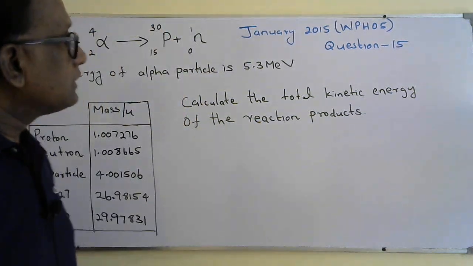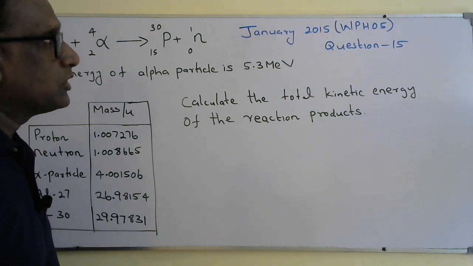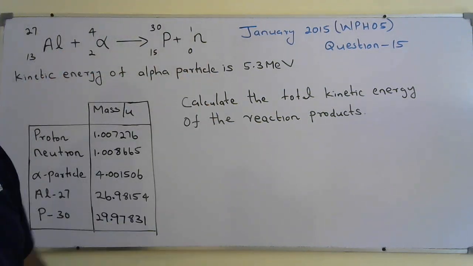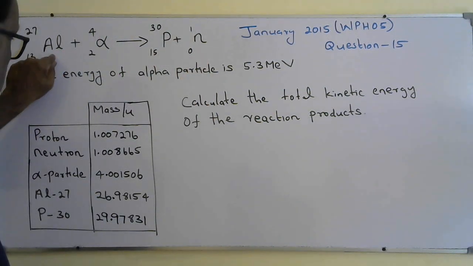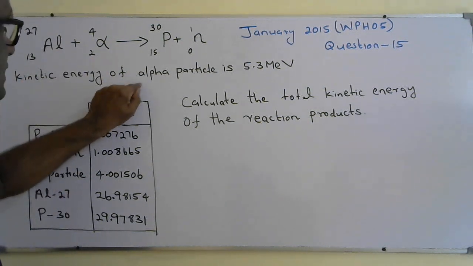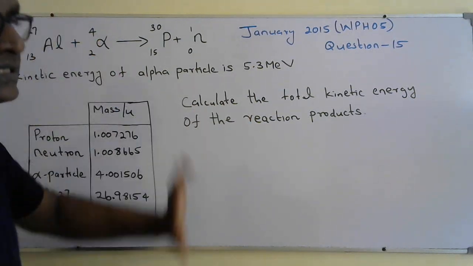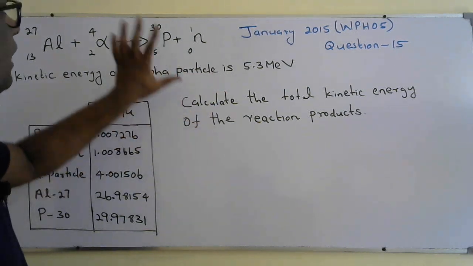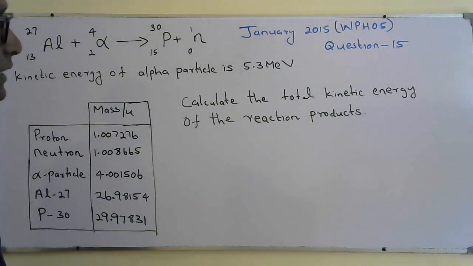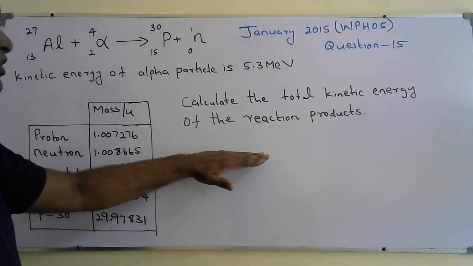Okay, so this question appeared in January 2015, WPH05 question 15. So there an artificial transmutation reaction equation is given. An aluminium nucleus is bombarded by an alpha particle, and the alpha particle has a kinetic energy of 5.3 mega electron volt. So the alpha particle has kinetic energy, and that is also given. And the products are a phosphorus isotope with mass number 30 and a neutron. The question is, calculate the total kinetic energy of the reaction product.